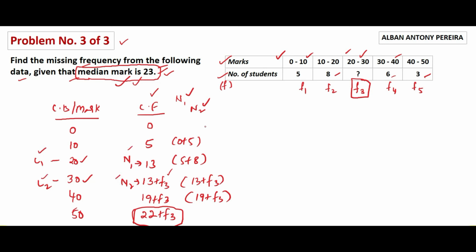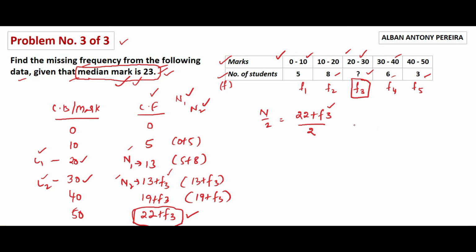Now write down N divided by 2. N divided by 2 is equal to 22 plus F3 divided by 2. So this is N, right? 22 plus F3, or you can straight away do this: 5 plus 8 plus 6 plus 3 is equal to 22 plus F3. It is one and the same. So 22 plus F3 divided by 2 will be N divided by 2.